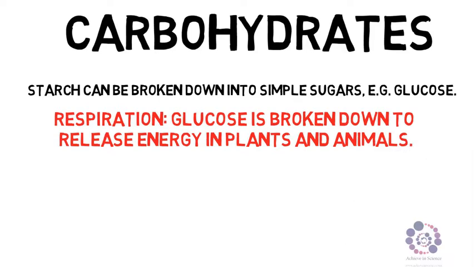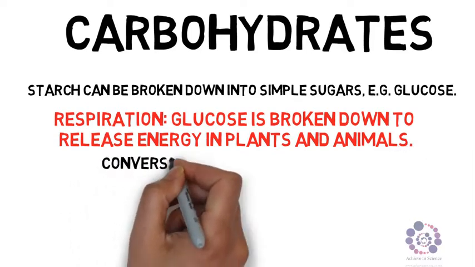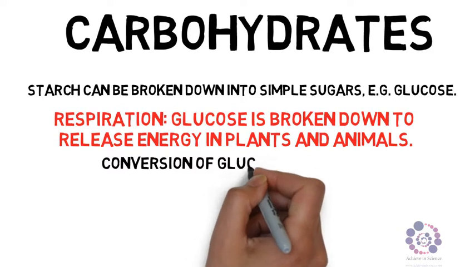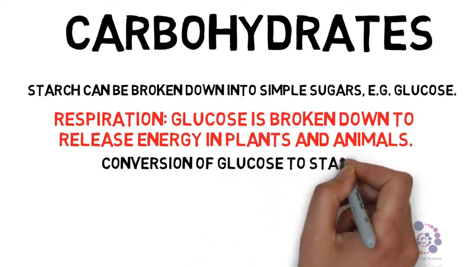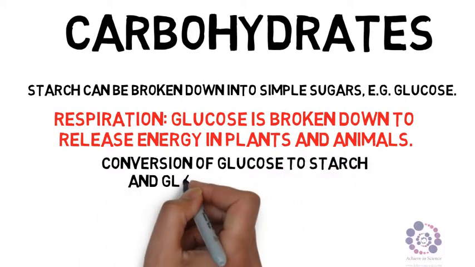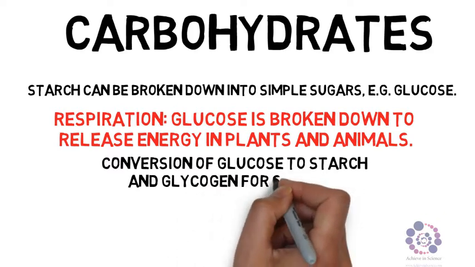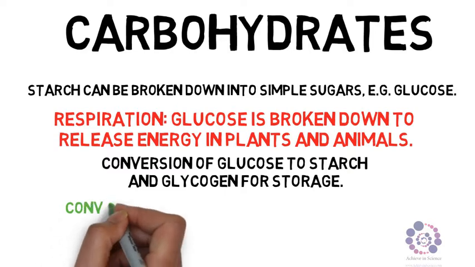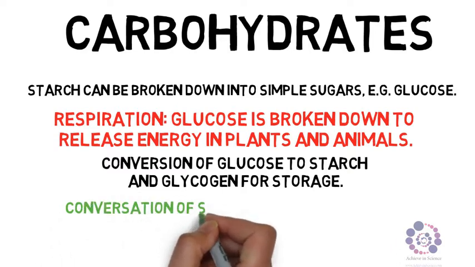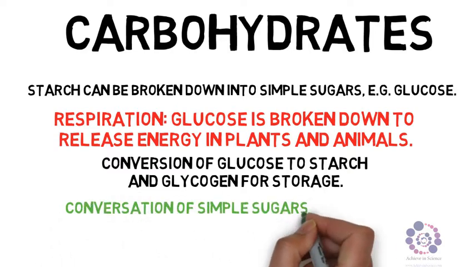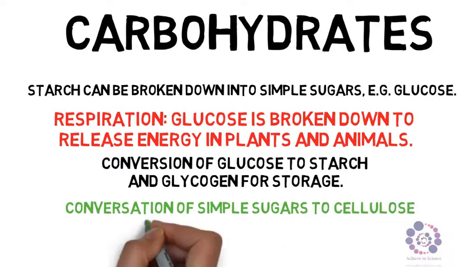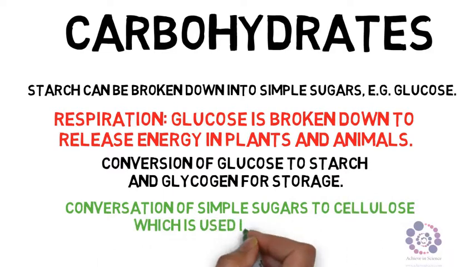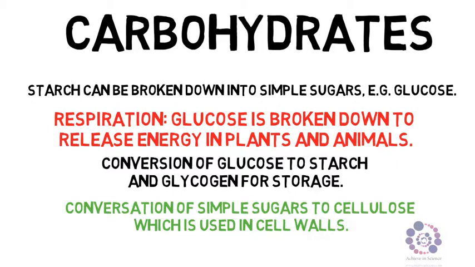Animals and plants also need to convert glucose into starch in plants or glycogen in animals so that it can be stored for later use. This requires energy. And finally, for carbohydrates, the conversion of simple sugars into cellulose, which is required to make cell walls. This happens in plants, not animals though, because animals do not have a cell wall.